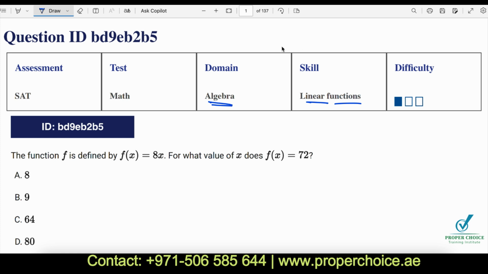So let's continue with the very first question of linear functions here. It says the function f is modeled by f of x equals 8x. For what value of x does f of x equal 72?